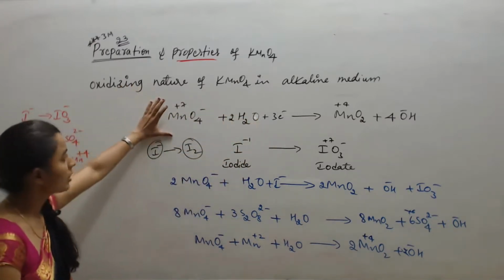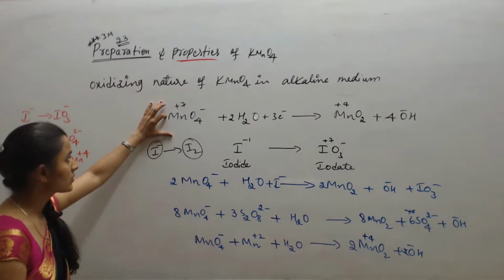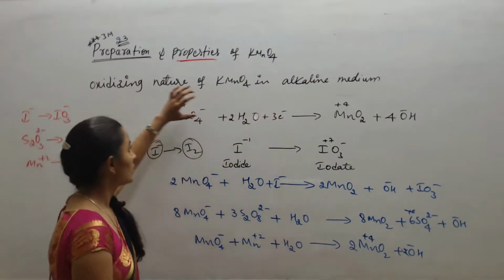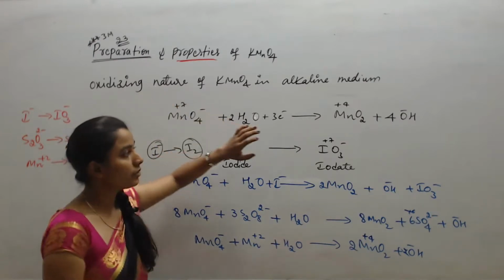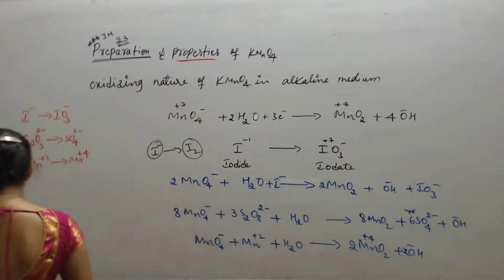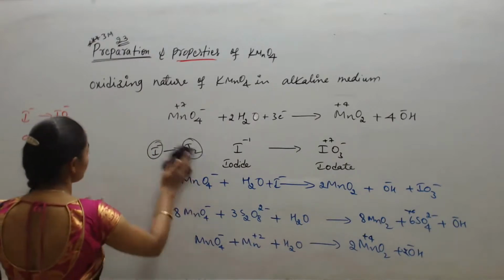In the acidic medium, the oxidation state of Mn changes from plus 7 to plus 2. In alkaline medium, the oxidation state of Mn changes from plus 7 to plus 4. This KMnO4 is also used for what?